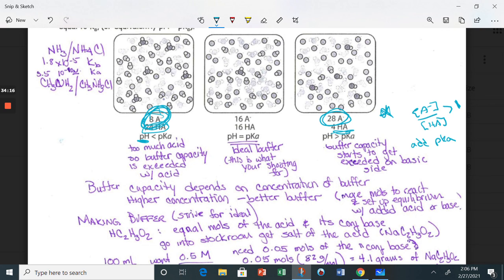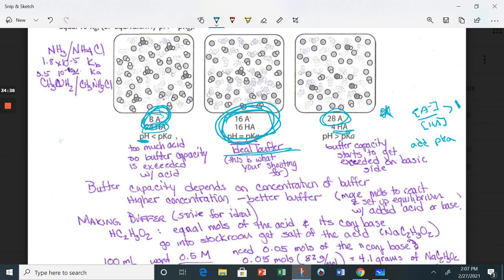This is the ideal buffer, because you're in equal ratios. You can add base, and you've got some HA there to make more A minus. You can add H plus, and you have A minus to interact with it. So you have a range that's going to give you a better buffering situation.